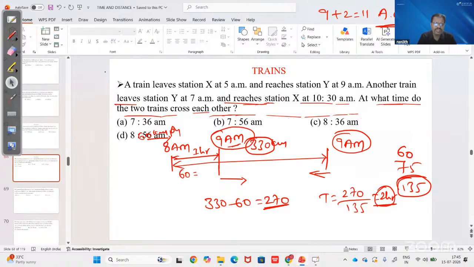In the next question, there is no distance, there is no speed. So then how can we find out the time?